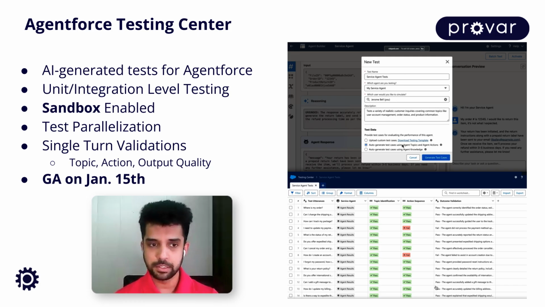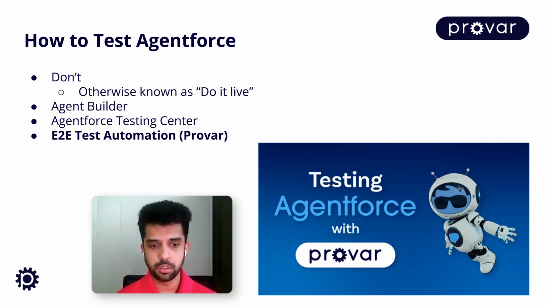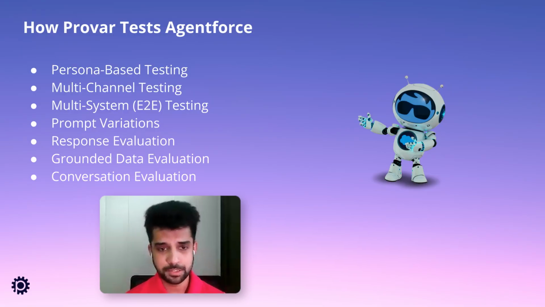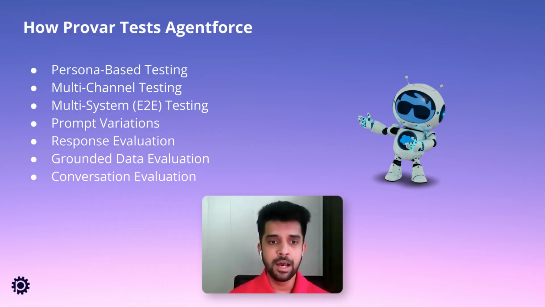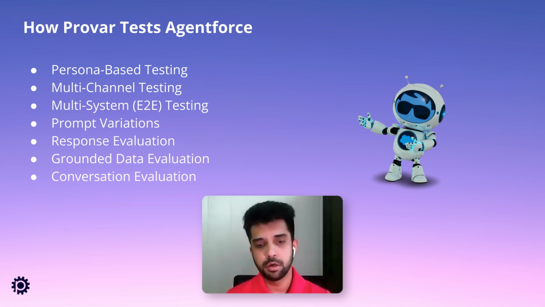So though Agentforce Testing Center is very good for unit or integration level testing, it doesn't cover that end-to-end part. And that's where we have Provar. So we have persona-based testing. Of course, you can have different personas, as in someone from a different background should see some different configurations. So, multi-channel, multi-system testing. If at all it is working seamlessly on desktop, it should work on mobile or some different system if you have. Then prompt variation.